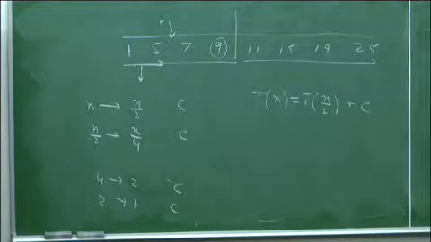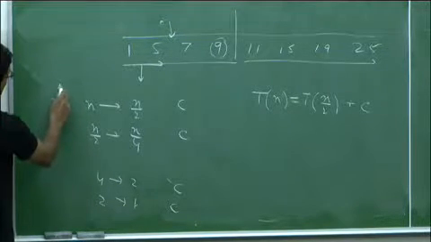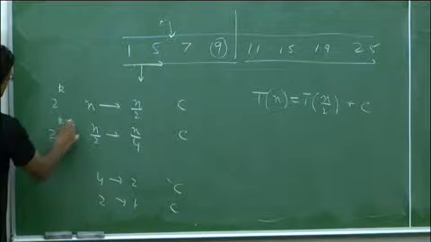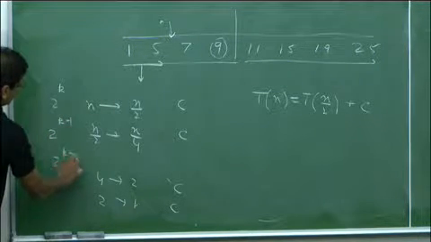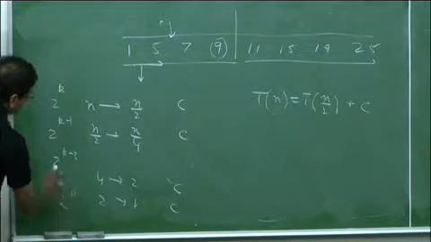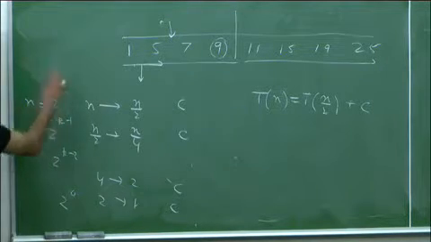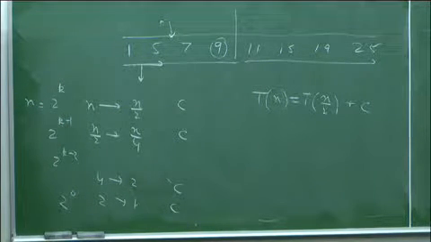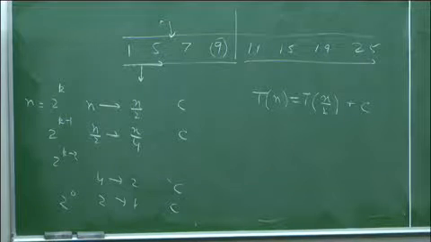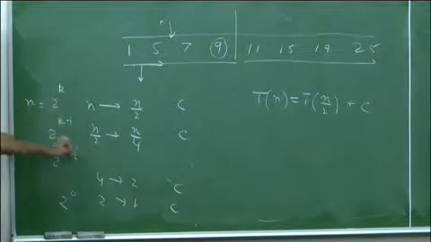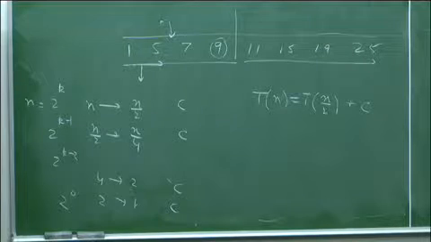So if I start with n equal to 2 to the power k, this will become 2 to the power k minus 1, 2 to the power k minus 2, finally it will become 2 to the power 0, and n is nothing but 2 to the power k. So if I start with 2 to the power k and divide, it becomes 2 to the power k minus 1, k minus 2, k minus 3, all the way to 2 to the power 0. So how many steps do I need? I need k steps, right?